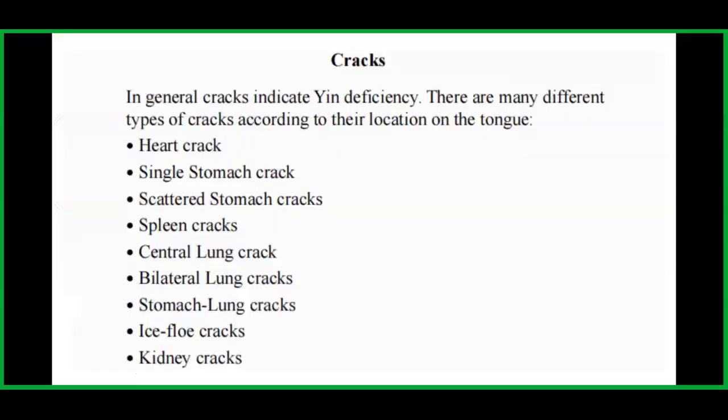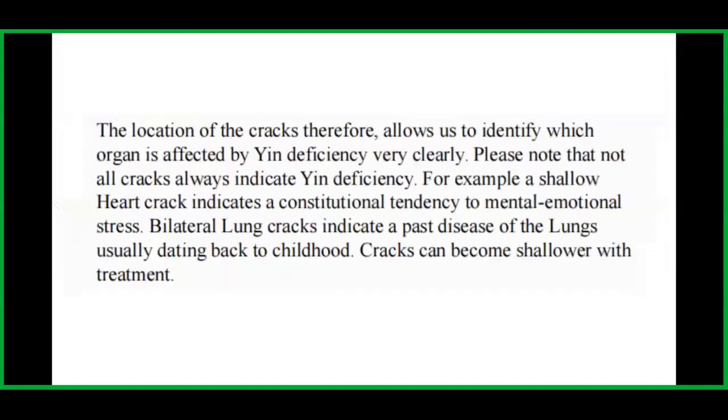Let's go to visual diagnosis, inspection, the cracked tongue, second part. In general, cracks indicate yin deficiency. There are many different types of cracks according to their location on the tongue. There's heart crack, single stomach crack, scattered stomach cracks, spleen cracks, central lung crack, bilateral lung crack, stomach lung cracks, ice flow cracks, kidney cracks. The location of the cracks, therefore, allows us to identify which organ is affected by yin deficiency very clearly.